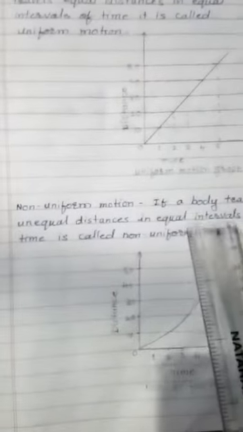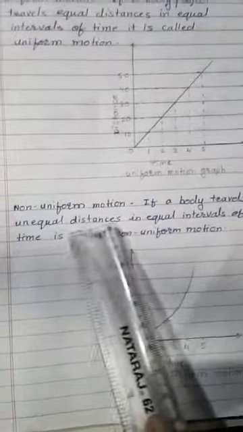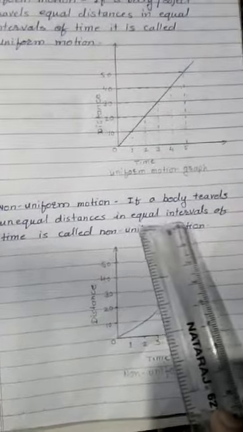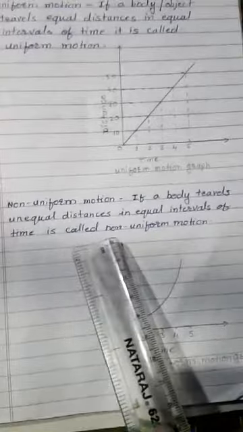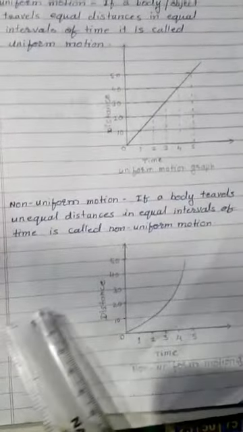And what is non-uniform motion? If a body travels unequal distances in equal intervals of time, it is called non-uniform motion. Here also I draw a rough diagram. If the object covered a distance like this in equal intervals of time, but here we do not get the straight line graph, it means this object is not in uniform motion, it is in non-uniform motion.